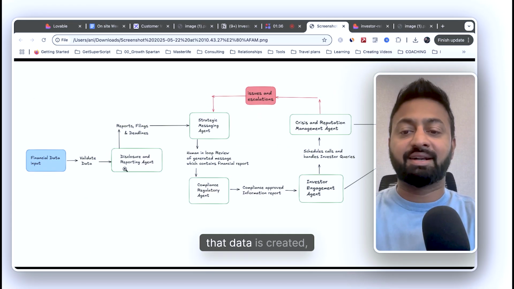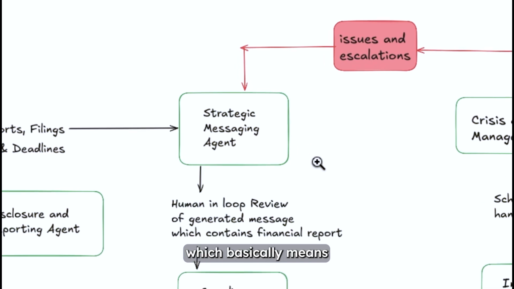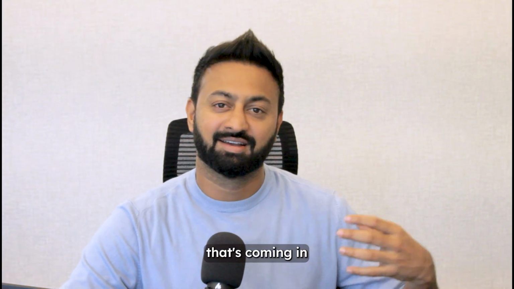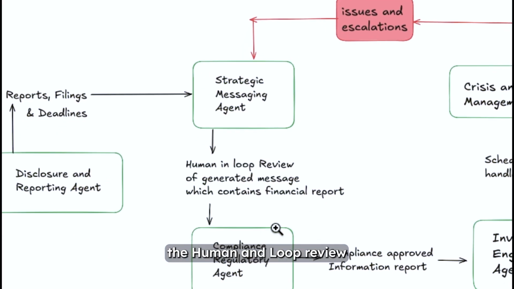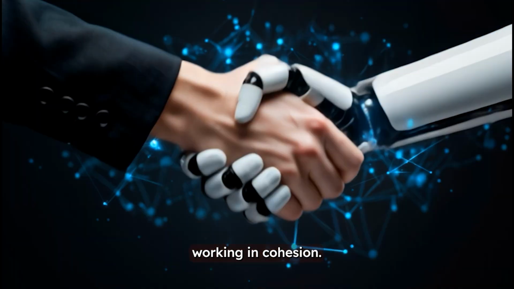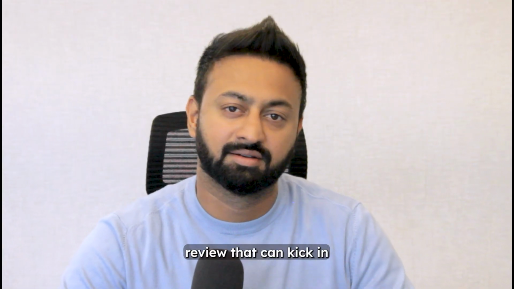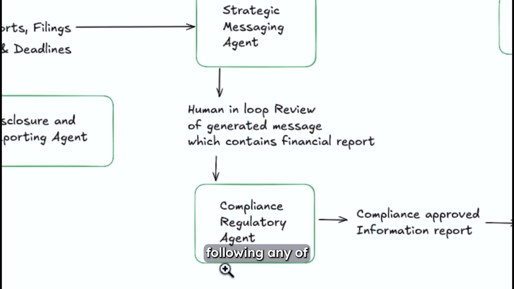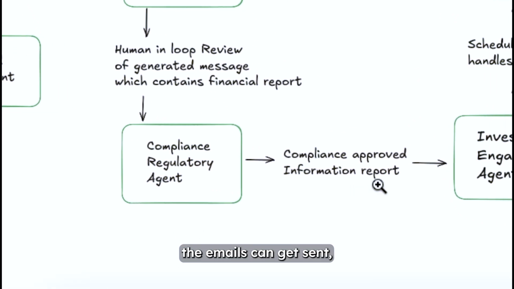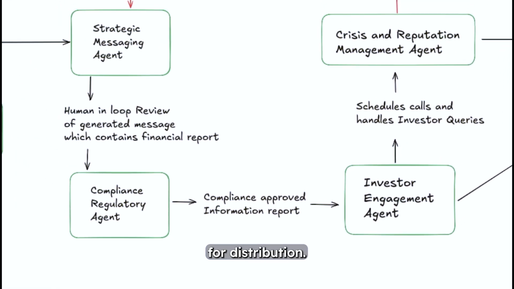Once that data is created, the output goes into a strategic messaging agent, which basically means the info coming in has to be converted into a really nice email that can be shared with your investors. And then obviously the human in loop review. What's happening today is you have agents and humans working in cohesion, so it's not completely autonomous. There's always a human in loop review that can kick in so you can review the content that's going out and make sure it's following any of the compliance. And then the emails can get sent, whether it's emails or any format or platform that you're using for distribution.